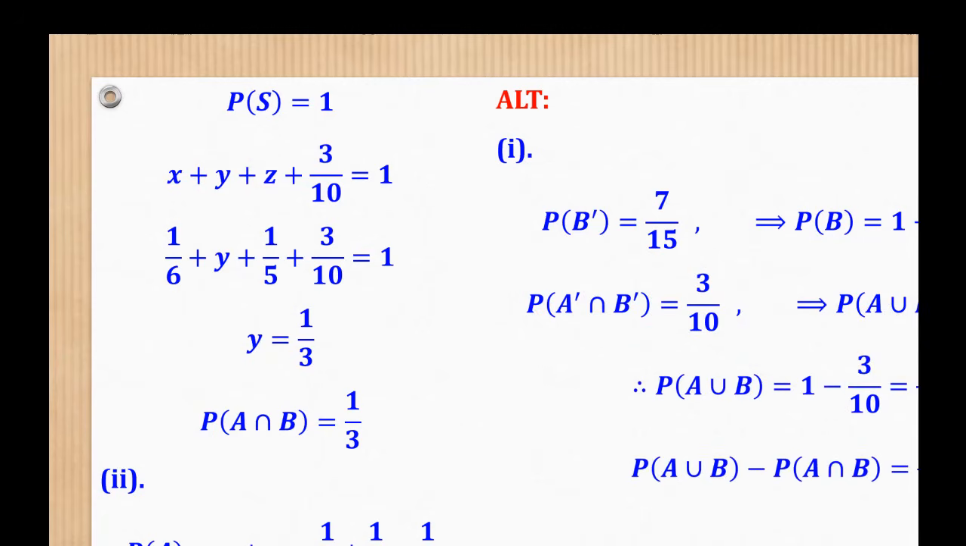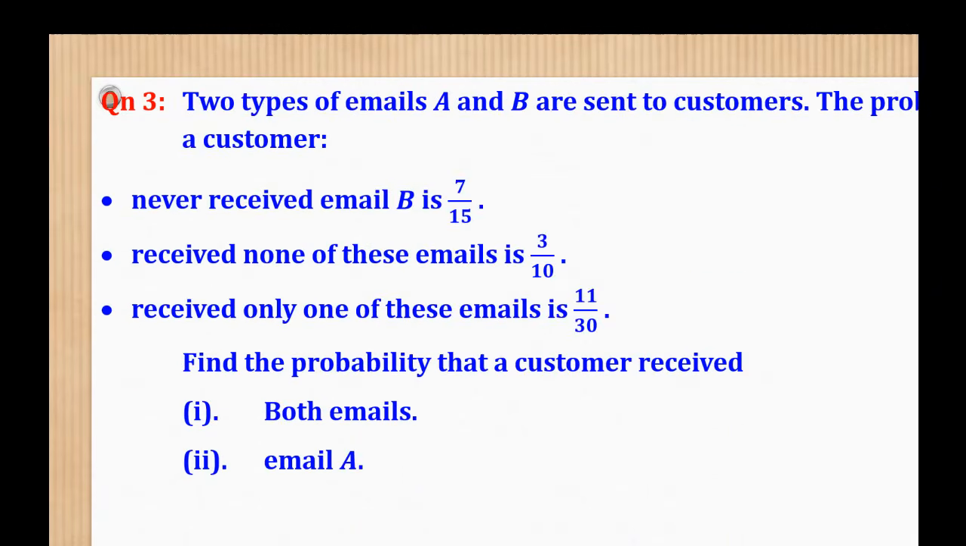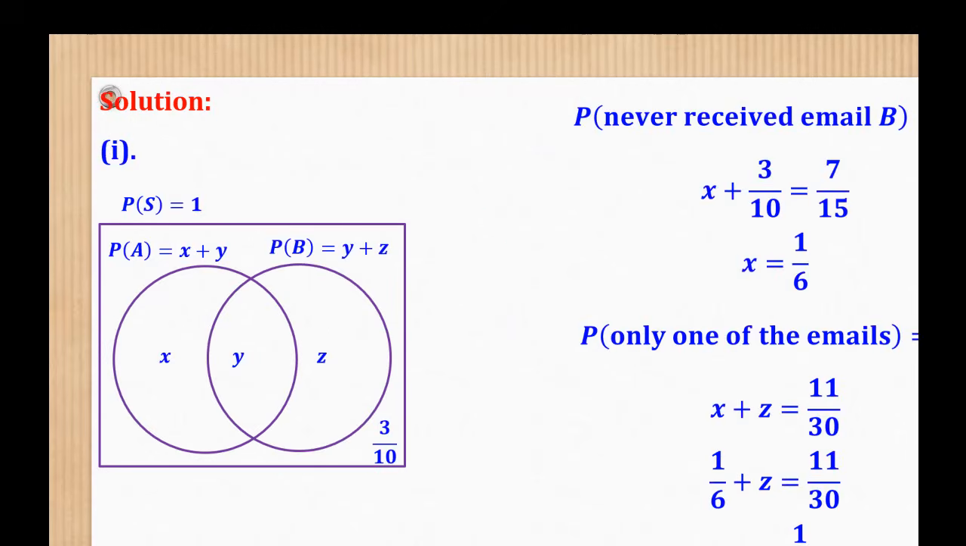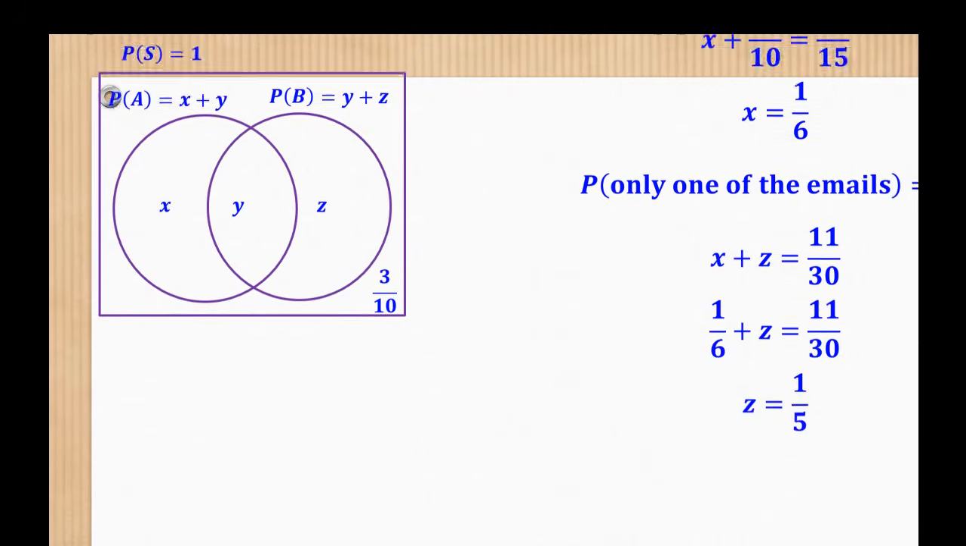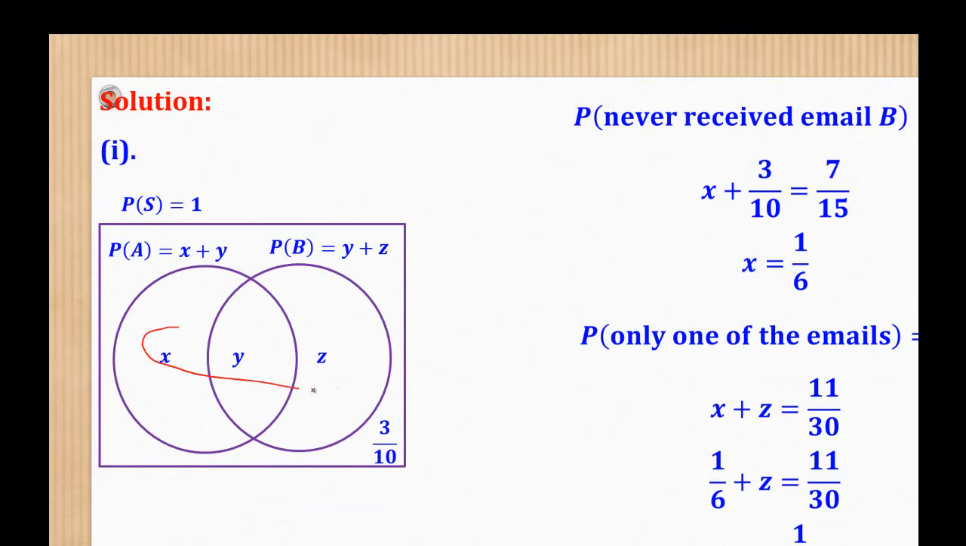But I know the X, this one. They said received only one of the emails. Let's see what they talked about, 11 over 30. They said received only one of the emails. So only one of the emails, like I've told you, is the same as union minus intersection. Because when you look at this, the union means the whole of this. Remove the intersection, you remain with X and Y. So it's the same as only one.